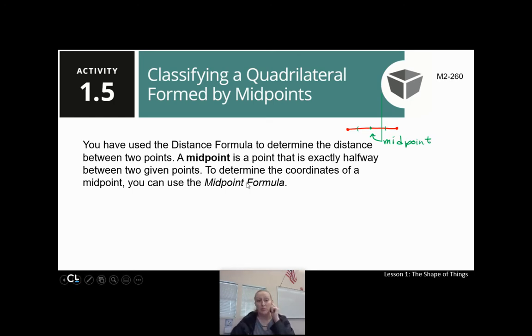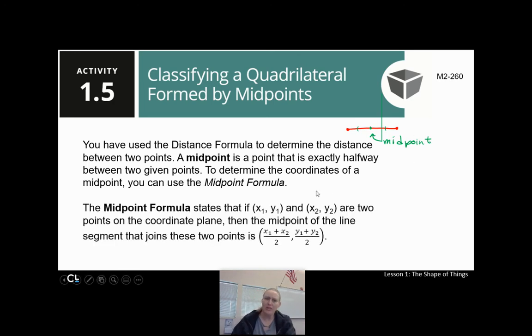Now, there's a way to find this midpoint. To determine the coordinates of a midpoint, you can use the midpoint formula, and it's really easy to use. All you have to do is find the average of the x coordinates and the average of the y coordinates. If you want to know the middle, you have to find the average. The midpoint formula states that if x sub 1, y sub 1 is one of your points, and x sub 2, y sub 2 is another point on your coordinate plane, then the midpoint of the line segment that joins these 2 points is this formula right here.